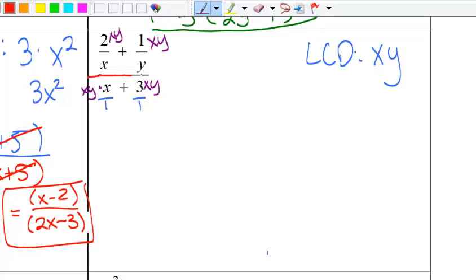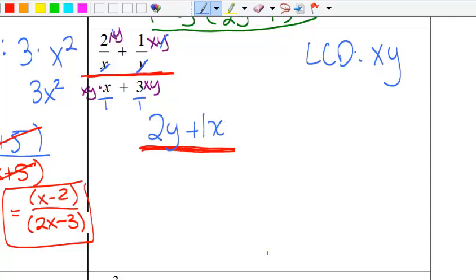So my big red fraction bar is what allows me to do that. So I'm going to keep my big red fraction bar here. In the first numerator, the x and the x divide out nicely, and you're just left with 2y. On the second fraction, the y and the y divide out nicely, and you're just left with 1x. Or you could probably just write x.